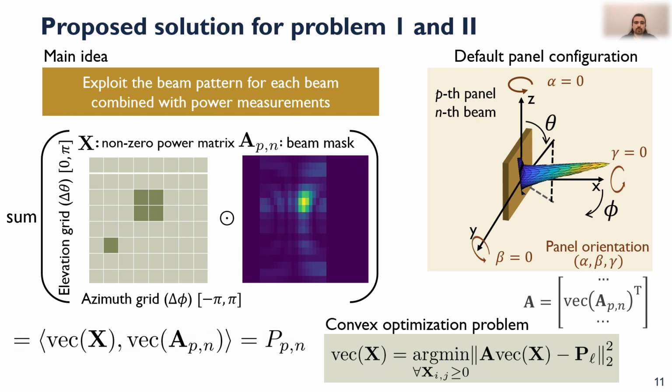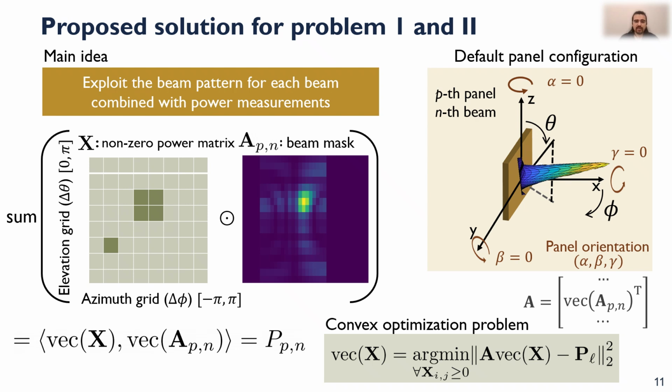Let's talk about the proposed solution for problems 1 and 2, which were explained in the previous slide. The main idea is to exploit the beam pattern of each beam combined with power measurements. On the left side, you see a beam pattern for the default antenna orientation, where the orientation is governed by alpha, beta, and gamma parameters, which are the rotations around the Z, Y, and X axes respectively. The beam pattern for the P panel and N beam is given here. When the orientation changes, the beam pattern also rotates with respect to the orientation.